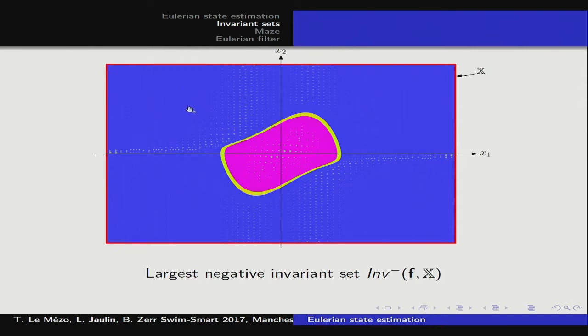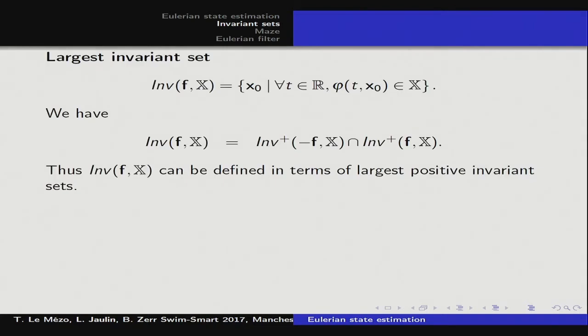If I am in the blue area, I will one day leave the box X if I follow the vector field backward. Okay, so I have an outer approximation of this one. Okay. So now I can define also the intersection of the positive invariant and the negative invariant, and it corresponds to all invariant sets. It is limit cycles and equilibrium points and so on.